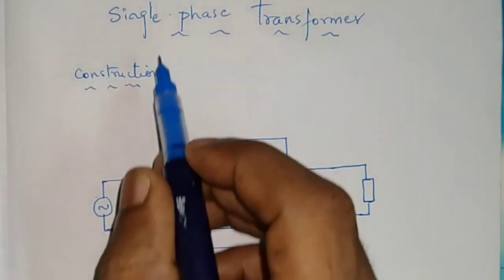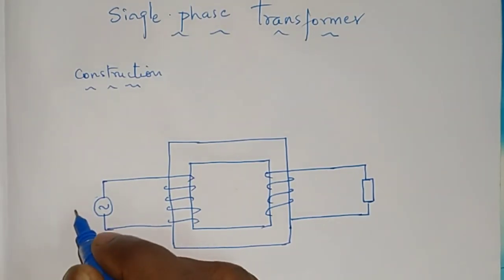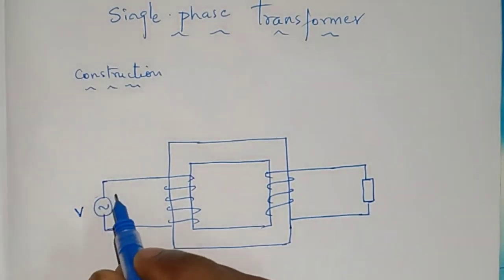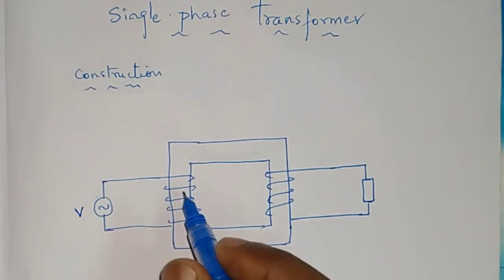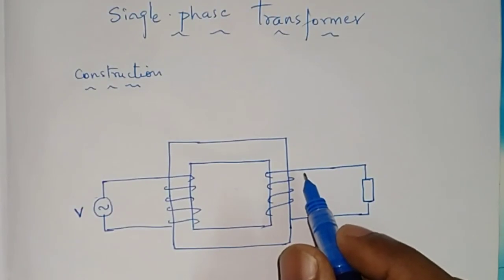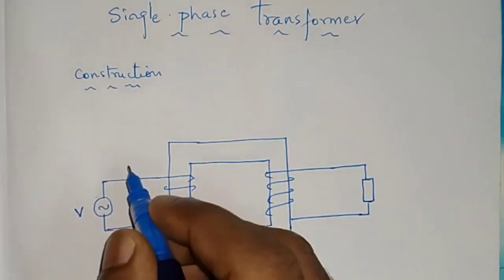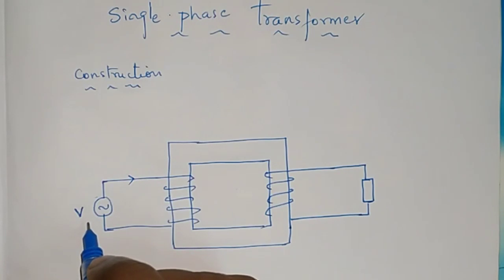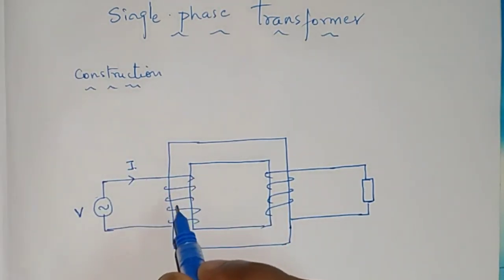You know that in transformer, single phase transformer, we are going to apply AC supply, alternating voltage. So I will apply the alternating voltage to the first winding. This winding is called as primary winding and this winding is called as secondary winding. The winding which is there in the secondary side is called as secondary winding. Now when I apply AC voltage to the primary winding, you know that whenever you apply the voltage, current will start to flow. So when I apply alternating voltage, alternating current will start to flow through the windings.